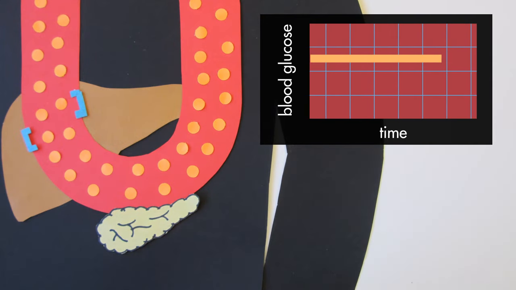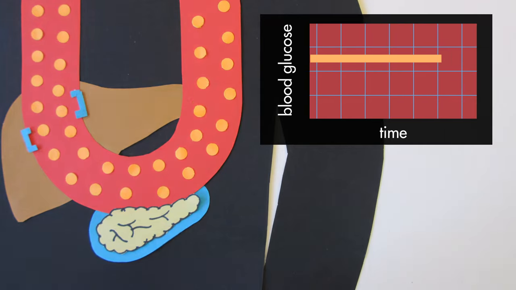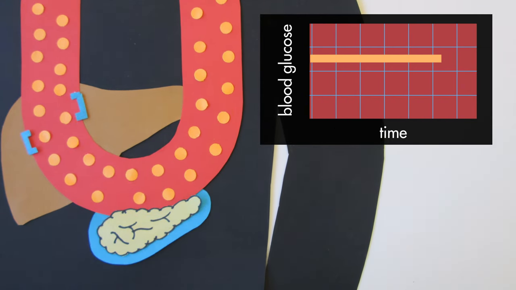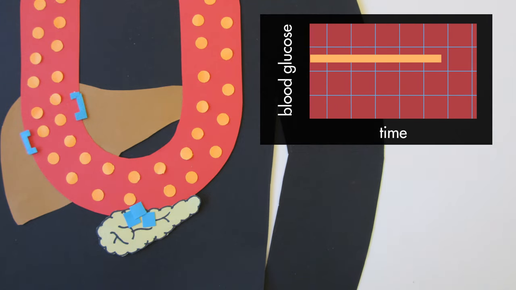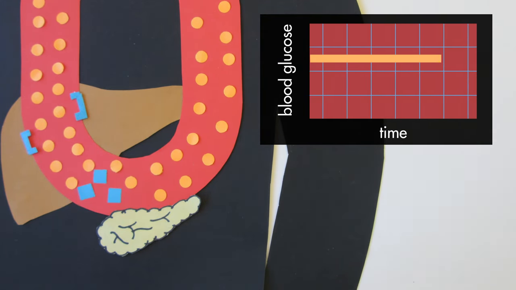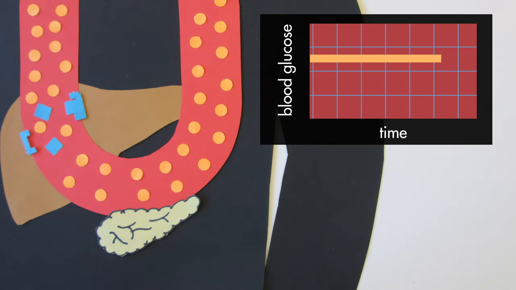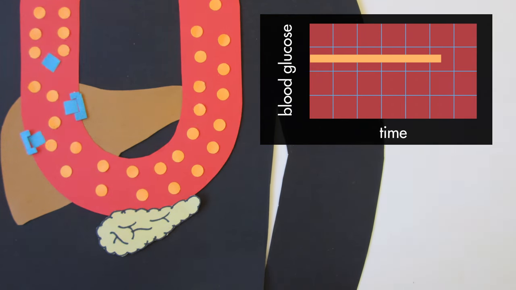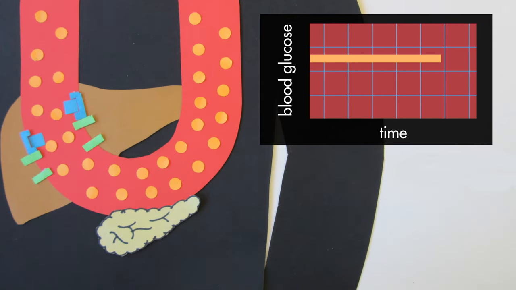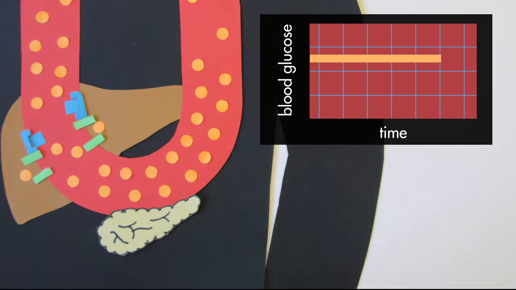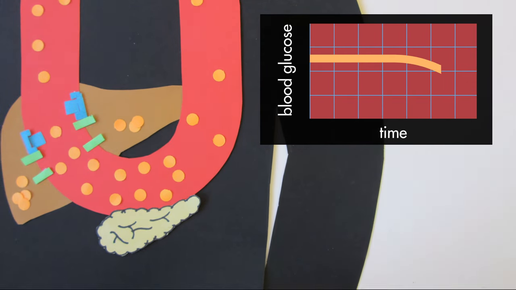Thus, to maintain blood glucose levels, insulin is released from an endocrine gland, the pancreas. The pancreas senses increased blood glucose and releases insulin into the blood. Insulin travels through the blood and binds to receptors in muscles, fat tissue, and as shown here, the liver. Upon binding to receptors, insulin causes an increase in glucose transporters, allowing excess glucose to be taken from the blood and stored in the liver for future use.